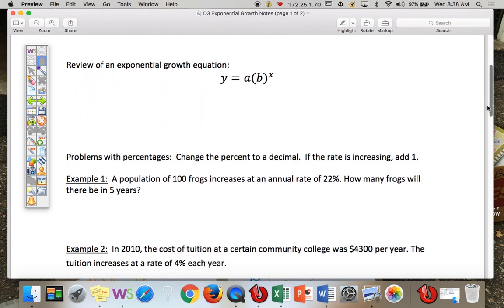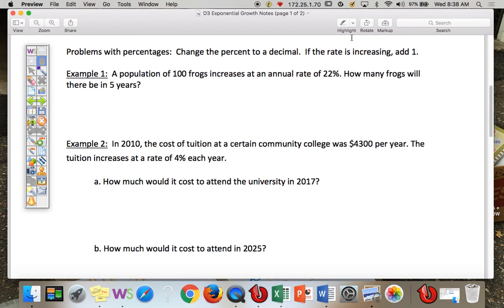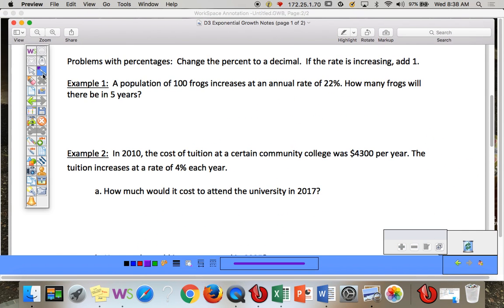Okay, so today we're going to look at problems with percentages. So here are the steps. Change the percent to a decimal. If the rate is increasing, add a 1. So let's take a look at the first example. A population of 100 frogs increases at an annual rate of 22%. How many frogs will there be in 5 years?